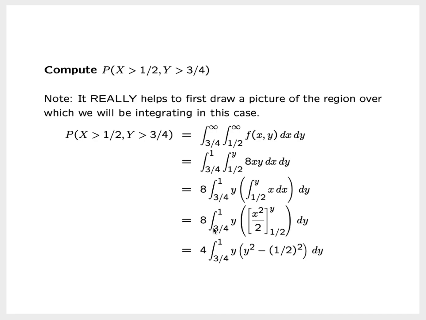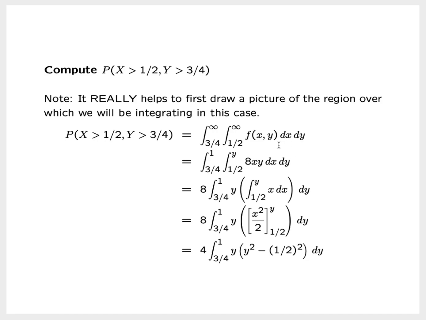Now we're going to compute the probability that x is greater than 1/2 and y is greater than 3/4. And again, it really helps to draw a picture of the sample space, and not only that, but the region over which we're going to be integrating in this case. So the region, that part of the sample space where x is greater than 1/2 and y is greater than 3/4. So to find this probability, we're going to integrate the joint PDF, where x ranges from 1/2 up to positive infinity, and y ranges from 3/4 up to positive infinity.